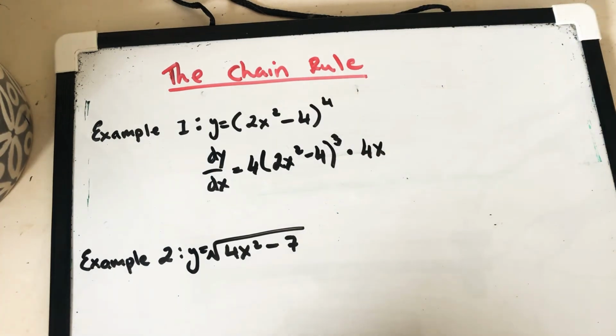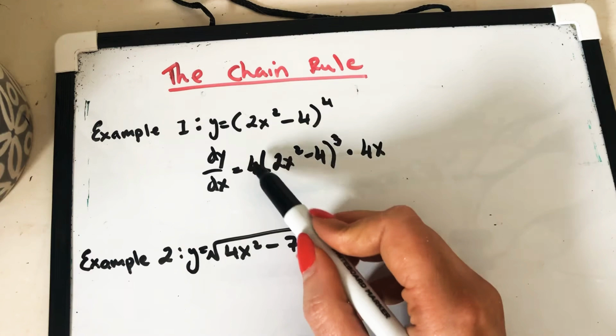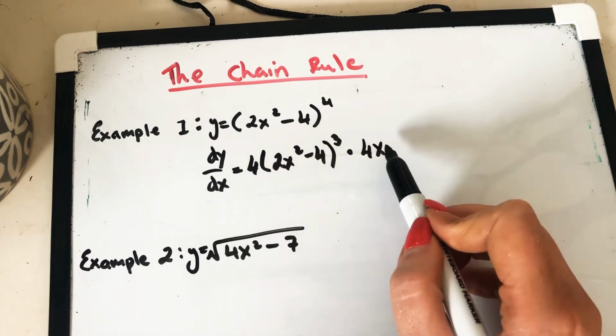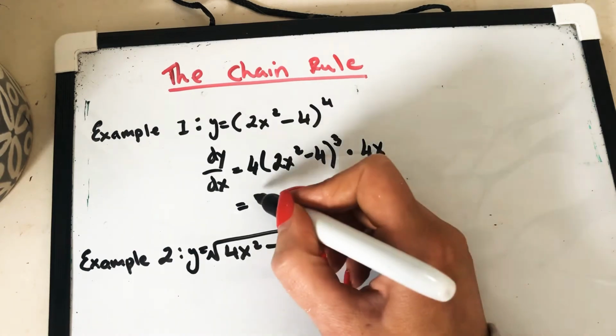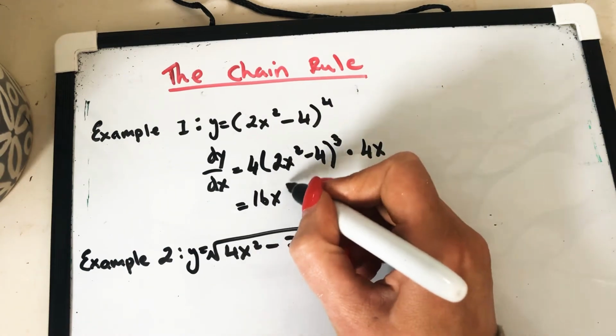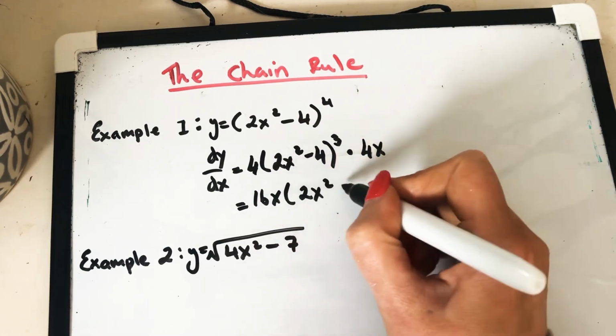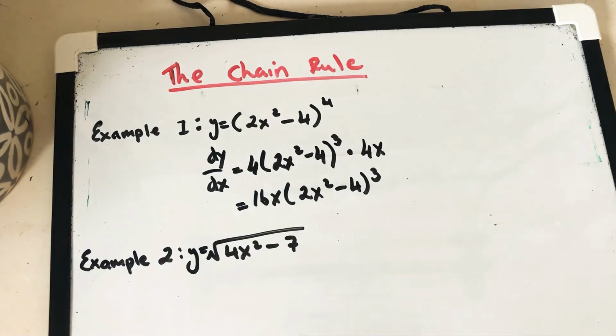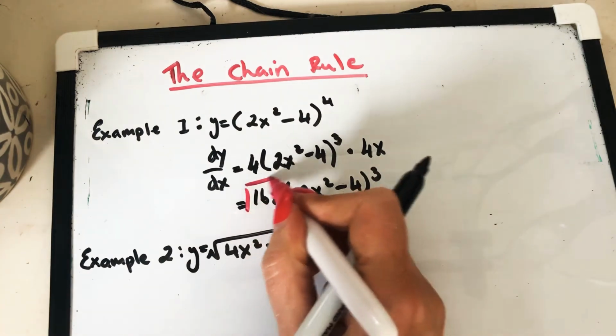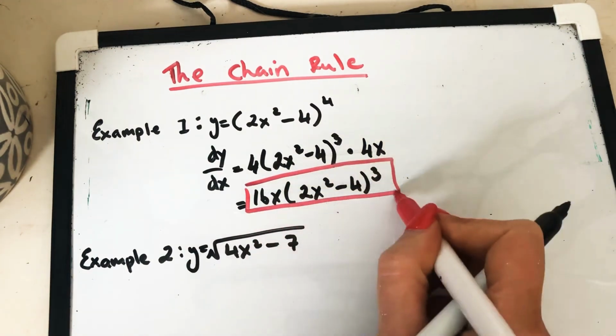And to finish off the question, we multiply this number here in front of the bracket by the 4x, so we get, well, 4 by 4x is 16x, by (2x squared minus 4) all to be cubed, and that's our first answer done. Now let's look at our next example.